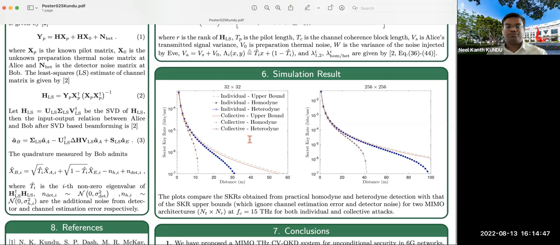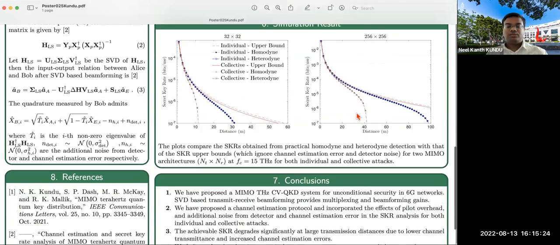Furthermore, we see that the secret key rate, which is practically achievable, is significantly reduced at large transmission distance as the gap between the upper bound and the achievable rate increases. This is because at large transmission distance, the channel estimation error increases, and this leads to a rapid reduction in the achievable key rates. Furthermore, if Eve has the resources to implement a stronger collective attack, then the secret key rate can be significantly reduced, as shown in this plot for both 32 by 32 and 256 by 256 MIMO architectures.